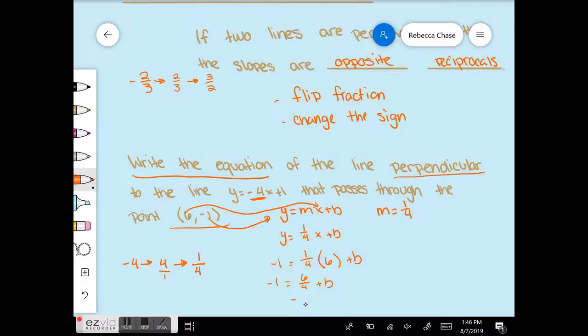Okay, subtract 6 over 4 from both sides. Okay, negative 1 is really negative 4 over 4. So I'm going to get b equals negative 10 over 4. You can simplify that to be negative 5 over 2. Okay, and then your last step is to go back and plug it into that equation with your new slope. So you're going to have y equals 1 over 4x minus 5 over 2.